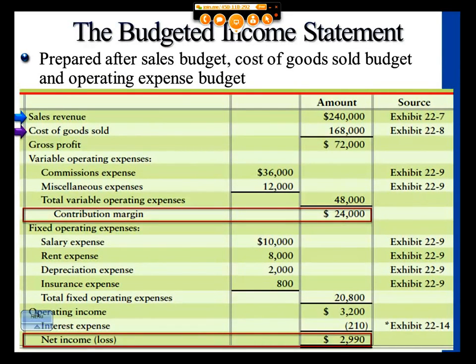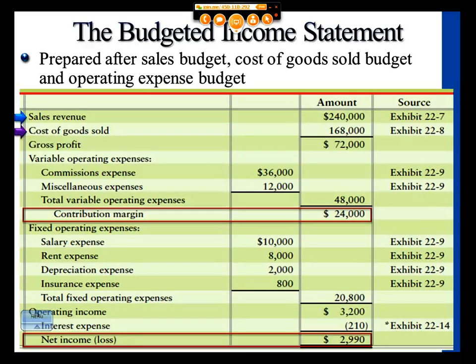Now let's look at the budgeted income statement. So once I have all of these together, I can prepare my budgeted income statement. So let's look how those three are used, right? So look at this. I have my sales revenue, right? We found that. My cost of goods sold, right? And then my operating expenses. So you see how putting it together is going to allow us to put this budgeted income statement together.